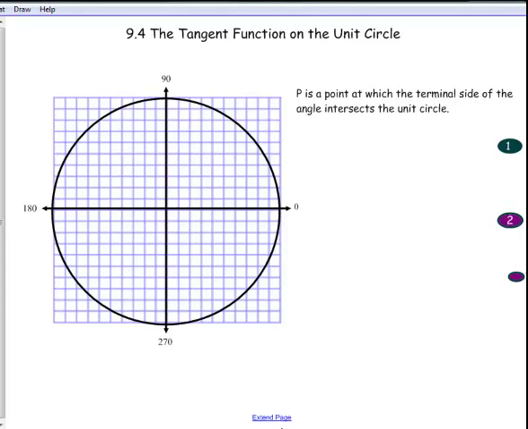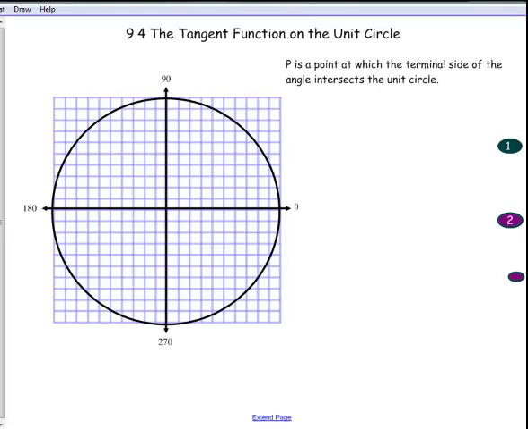So we're moving on today to the tangent function. You may have asked yourself, why didn't that show up the other day when we were just doing sine and cosine? Or, then again, maybe not. So the tangent function on the unit circle, how does that come into play? Let's dive right into it.